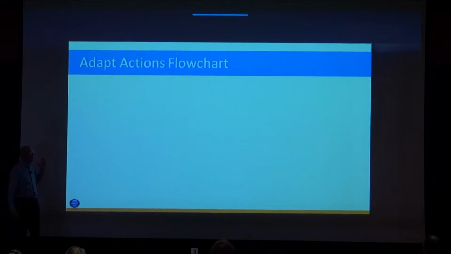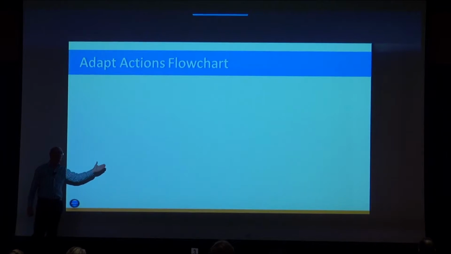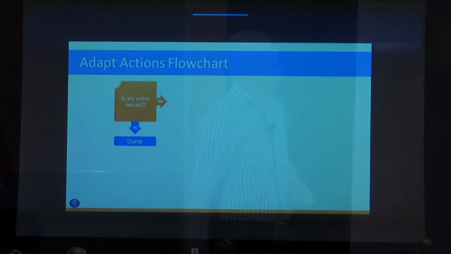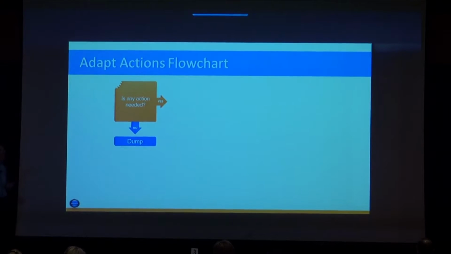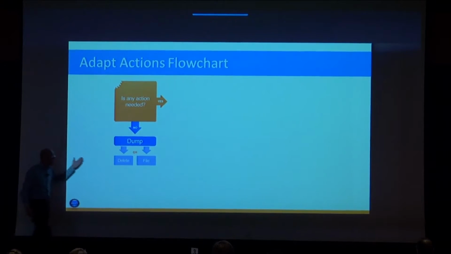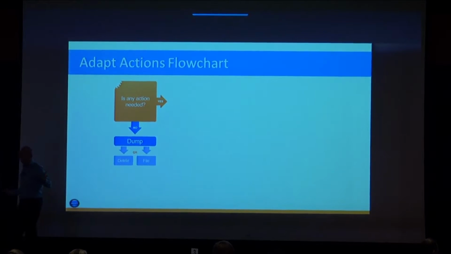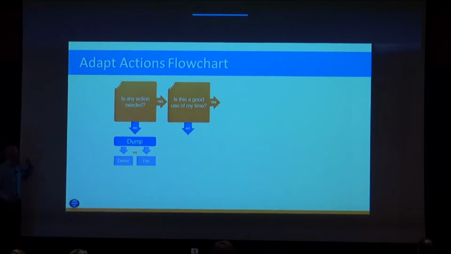And this flowchart is designed to guide you through the questioning process to get your emails all the way to zero. So when I look at an email, the first question I ask myself is, is there any action needed with this? If the answer is no, I dump it. And that means that I either delete it or I file it, but I get rid of it from my inbox.